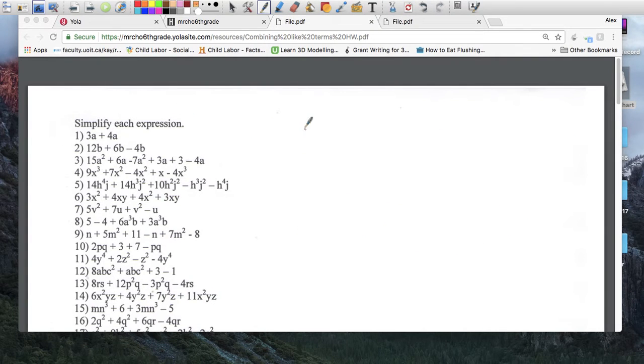Let's do 4. So it's 9x to the third power plus 7x to the second power. The power, the exponent, does not apply to the coefficient, to the number. It applies to the letter. Plus x minus 4x to the third power. So we have a bunch of x's. They're not all the same. Some are x's to the third power. Some are x's to the second power.